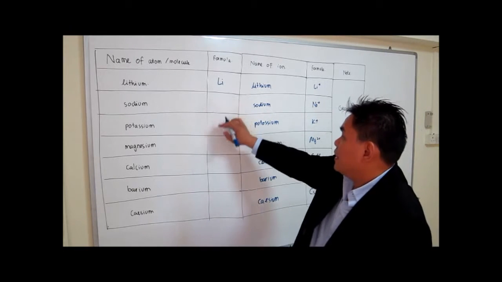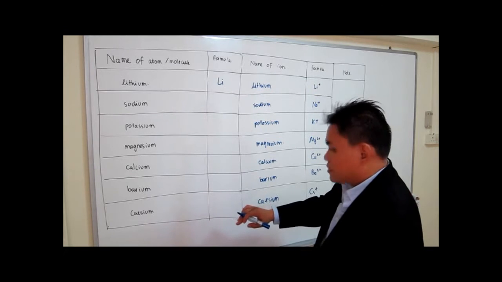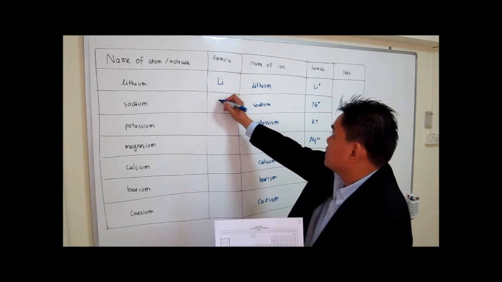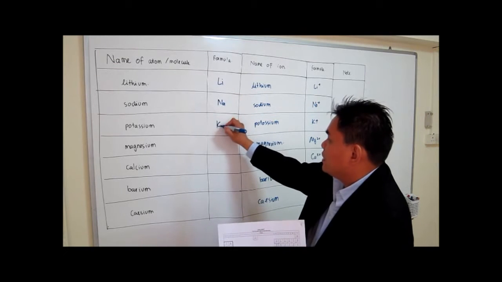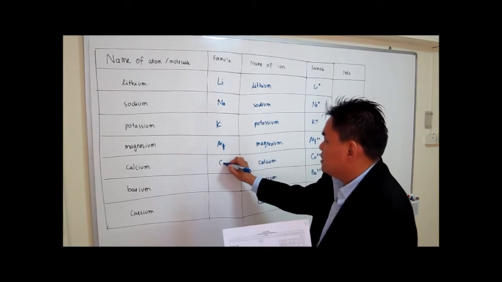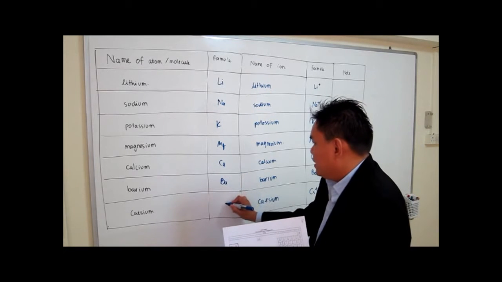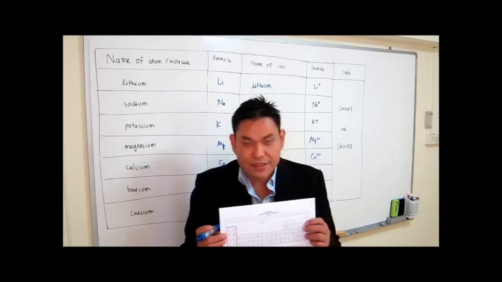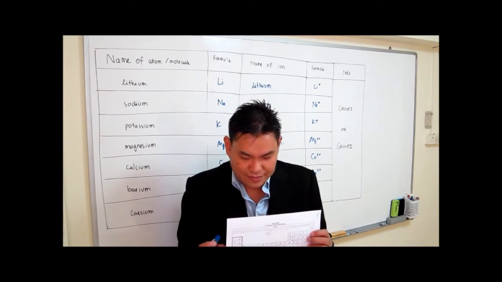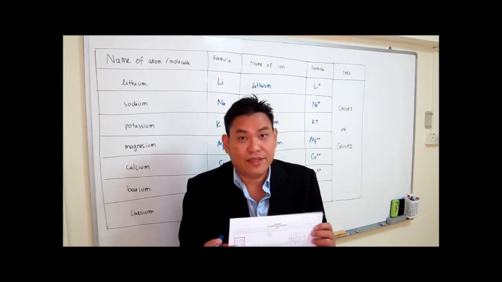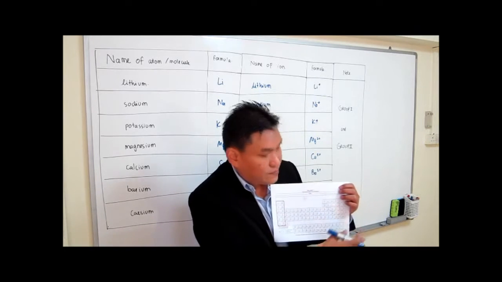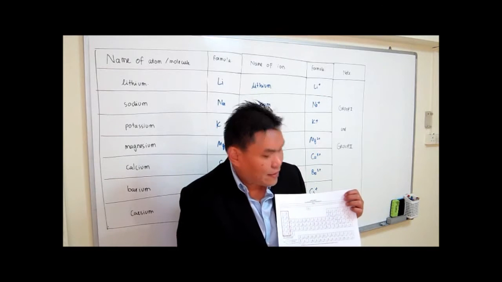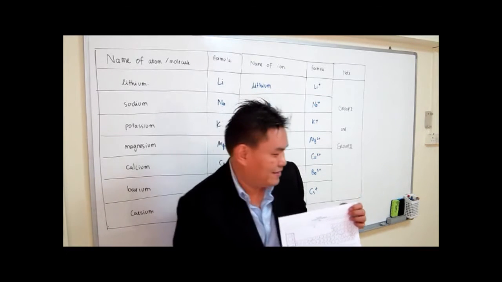And the formula of the atom is also very simple. We just copy the formula from that: sodium, Na, K, Mg, Ca, Ba and Cs. So that was quite easy. The next part of the video will be explaining how to give name to the non-metals, right? Ions made from the non-metals.